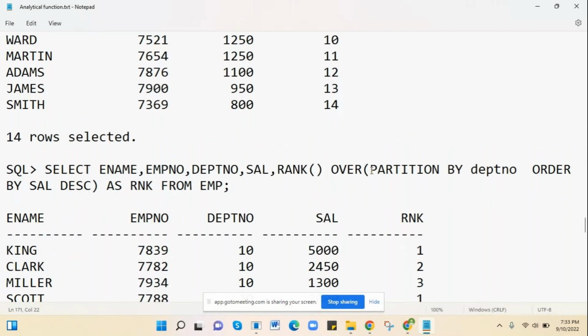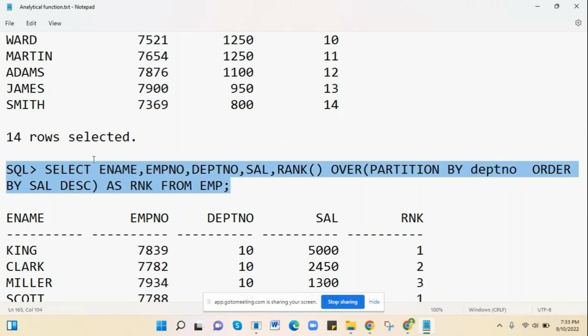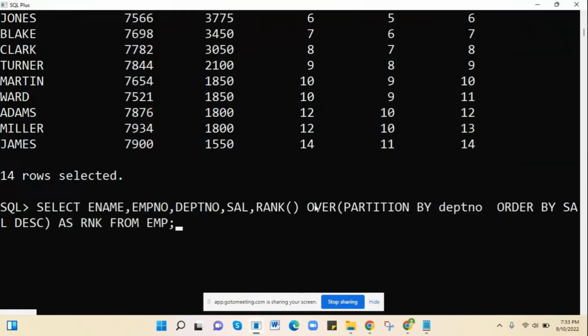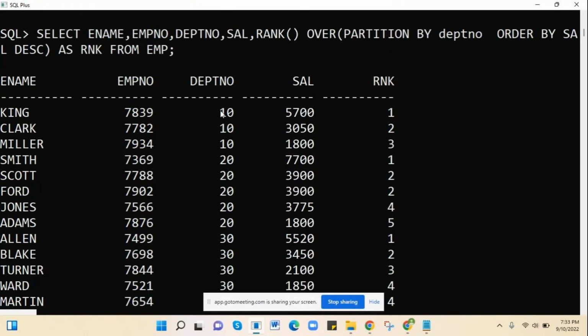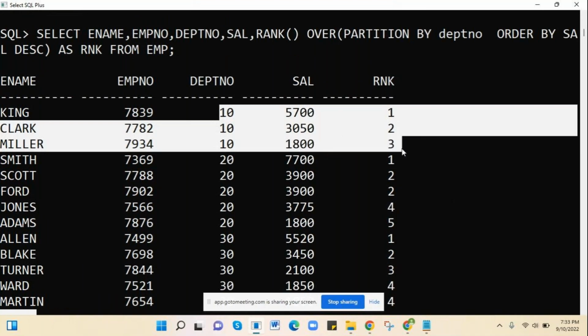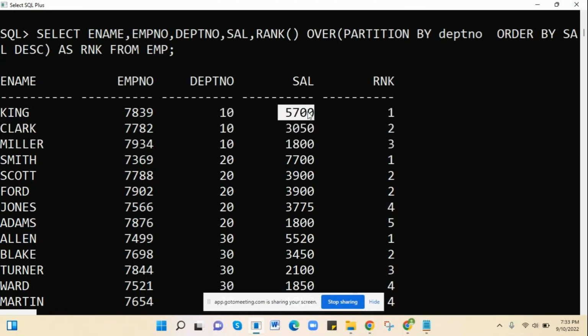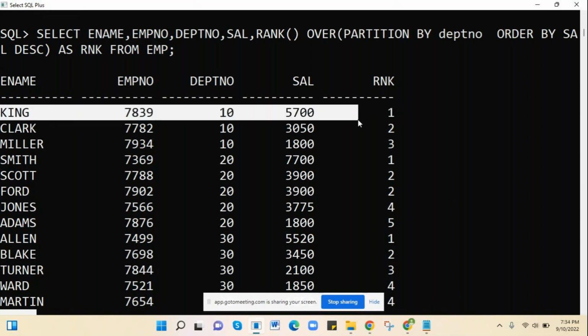Look here, partition by department number. I want to find out the rank of every employee according to the department number. In 10th department, first rank, second rank according to the salary. These all are three employees in 10th department. According to 10th department, he is the highest earner. Who? King.